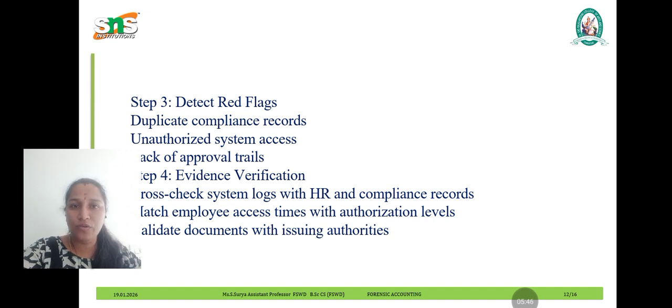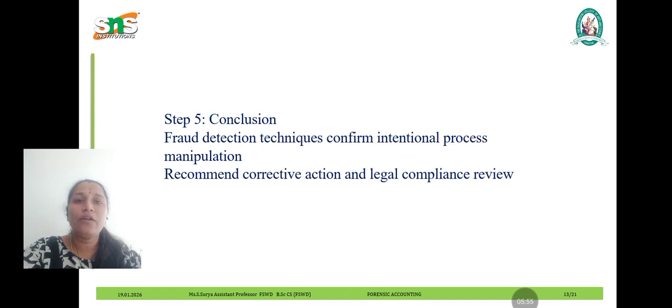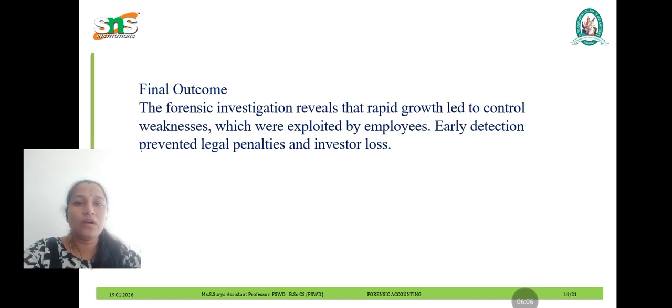How do we cross-check the HR system and records, employee access times with authorization levels, and documentation with the issuing authority? Finally, I conclude fraud detection techniques with internal process manipulations, which give corrective action and legal compliance review. The final outcome is an overview of the investigation and review of rapid growth that led to weaknesses, and early detection avoids legal penalties and investigation loss.